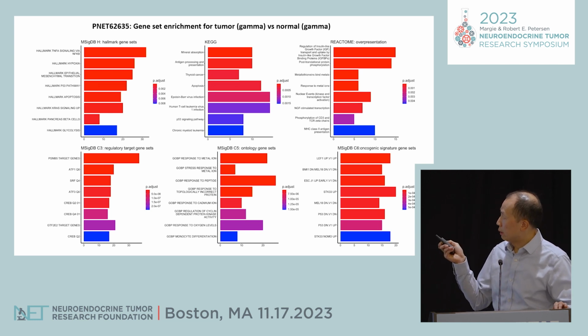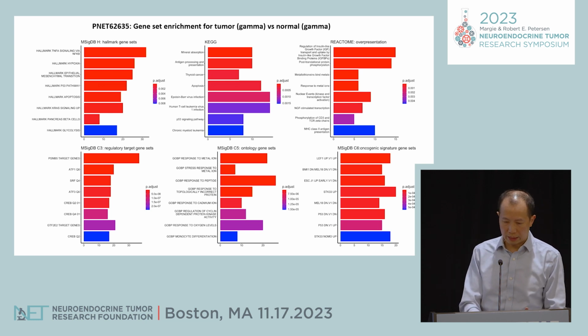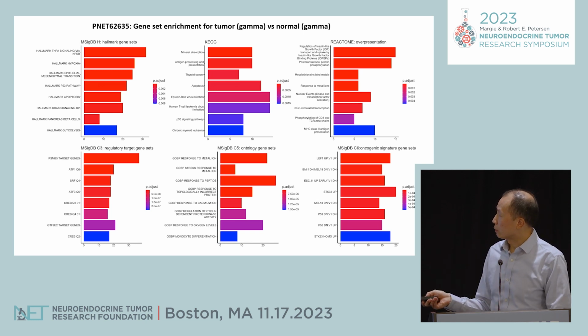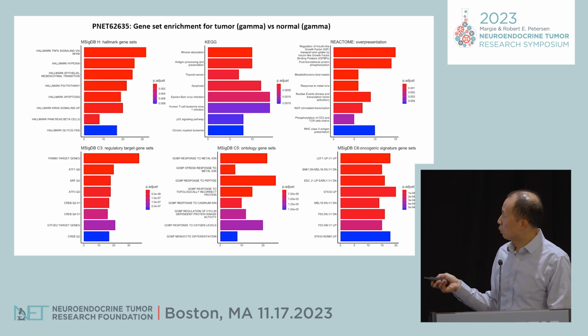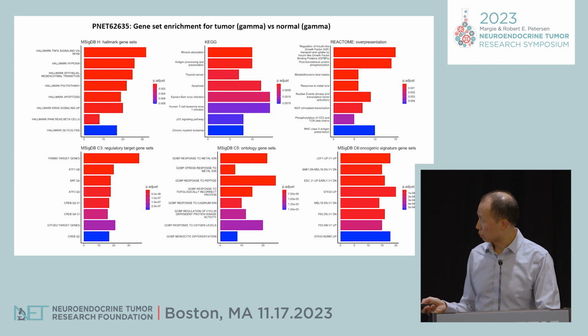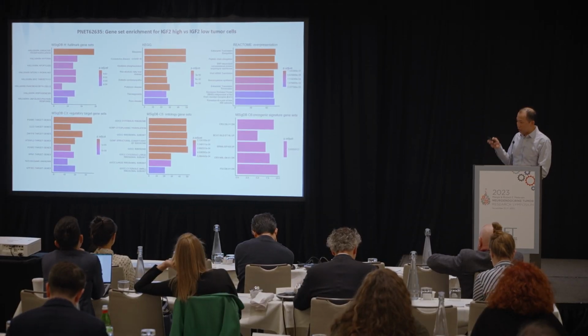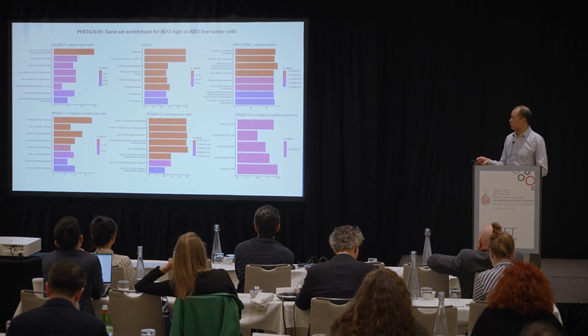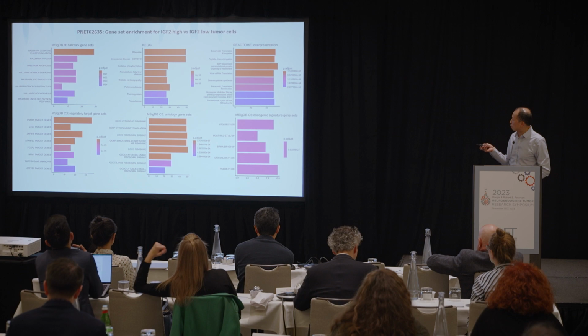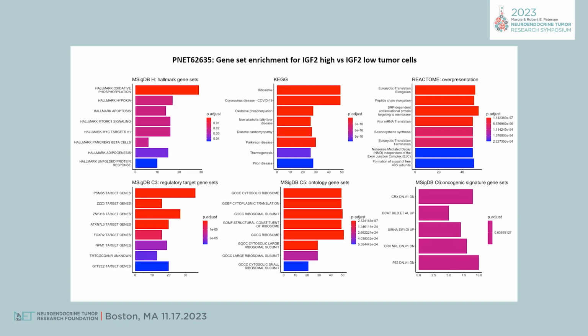Likewise, when we did the comparison between the tumor cells that are gamma-like and normal gamma cells, we again see the signature for hypoxia in one of the cancer hallmarks, and from the Reactome database, the regulation of insulin-like growth factors. And then when we do the comparison between the IGF2 high tumor cells and the IGF2 low tumor cells, in this case we see more oxidative phosphorylation, hypoxia, MYC signaling is also found there as well, and the eukaryotic translation category in the Reactome.